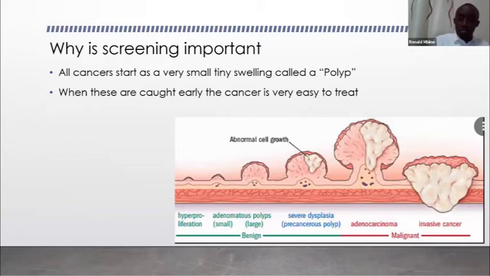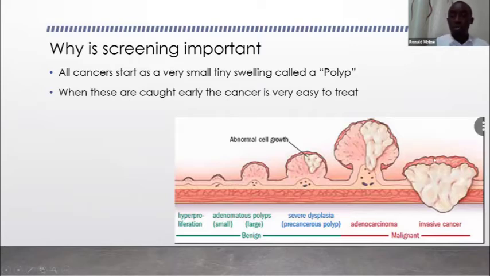So when we screen, this presents an opportunity for us to catch cancer at a very early stage. If you see all these images, 1, 2, 3, 4, 5, 6, all these can be cured except the 6th one, where you see invasive cancer. But all the rest can actually be cured endoscopically without having to do surgery. And someone is actually cured for the rest of their life.